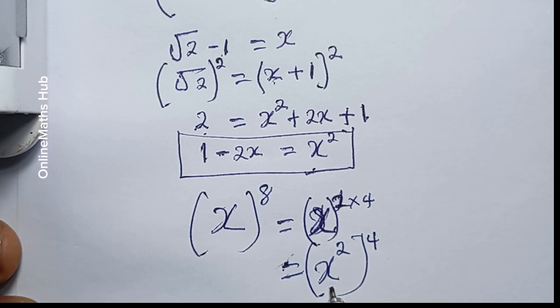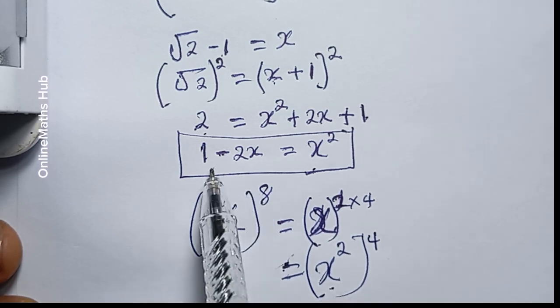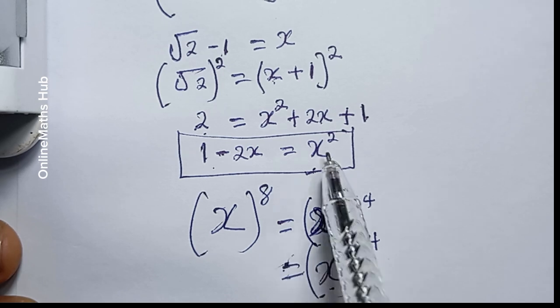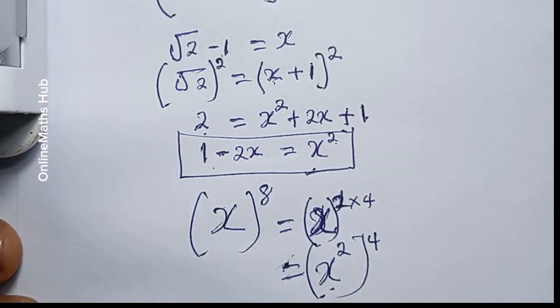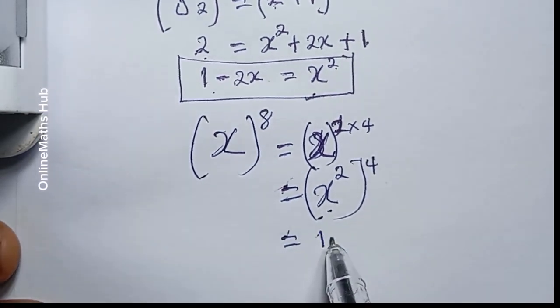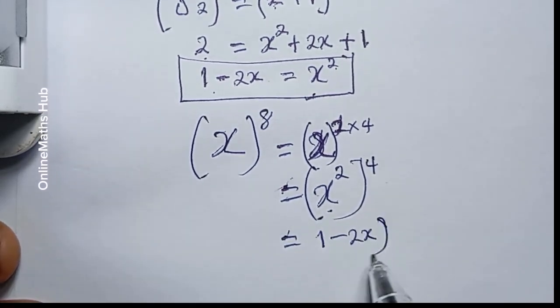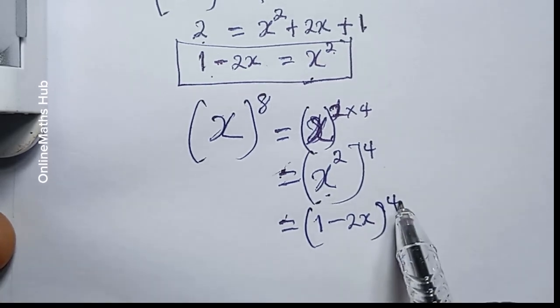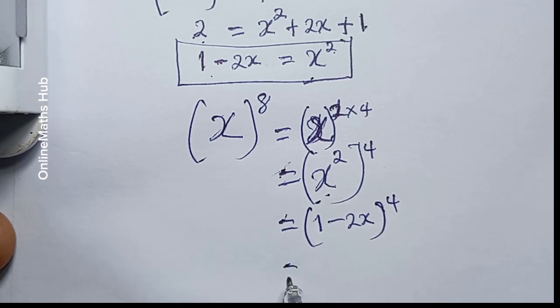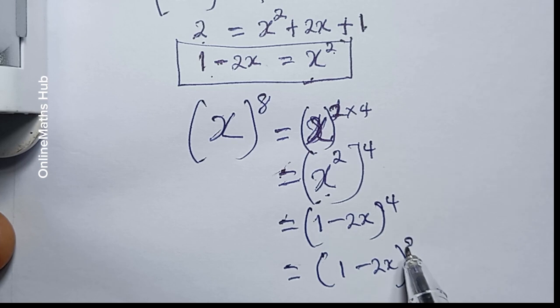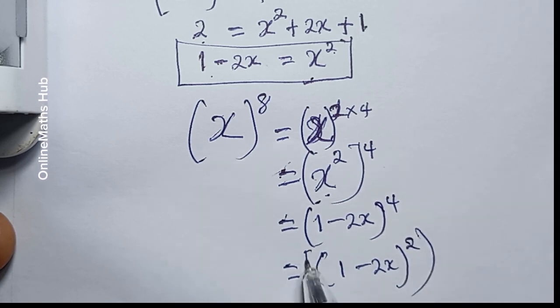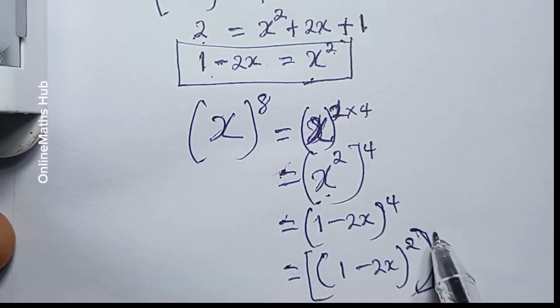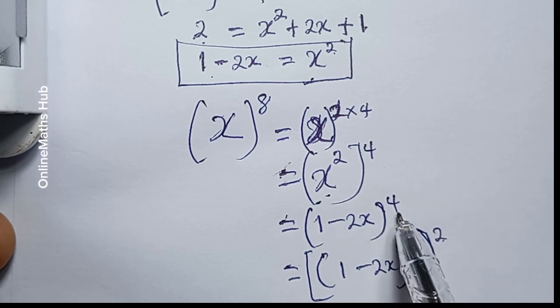And then you can see here that I've got this x squared, so I'm going to go ahead and replace this x squared with 1 minus 2x. So if I do that, what I'm going to be having is 1 minus 2x all raised to power 4. Next, I will also split this power 4, so I can write this as 1 minus 2x all raised to power 2, and then of course multiplied by another 2. So 2 times 2 gives you 4.